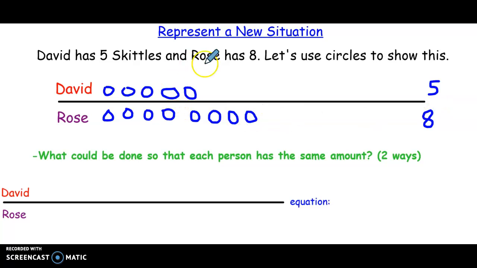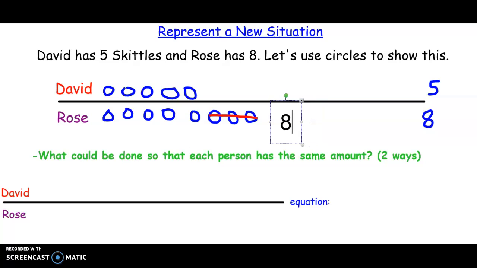First, we could take some away from Rose, right? So I'm going to draw a line through it to show that we're not going to use these anymore. Okay, that's one way. We could take some away from Rose, and that would look like 8 take away 3 equals 5. Okay, that's one way to do it.